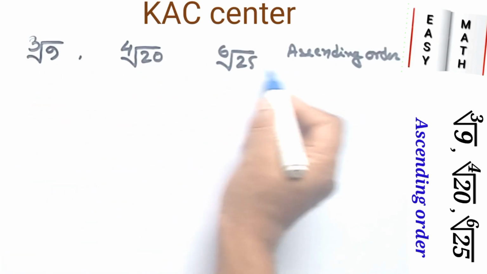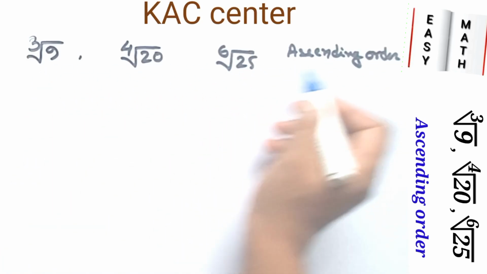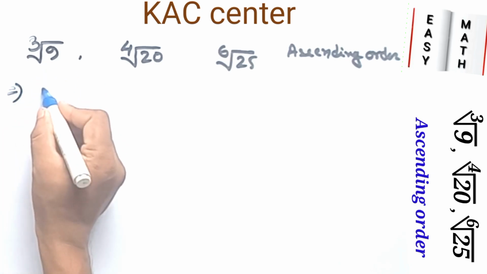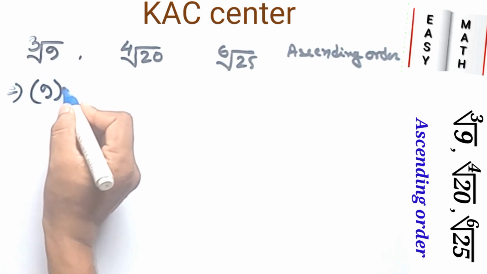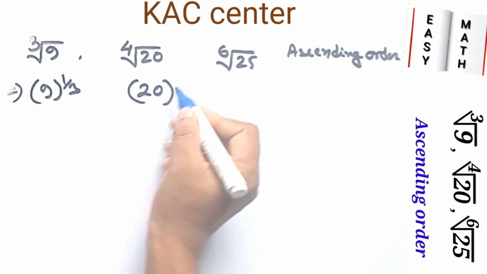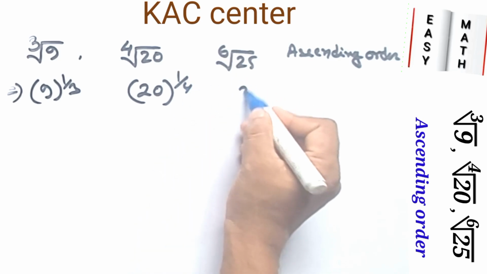This is arranged in ascending order. How? First we can write this, and this we can write, and this we can write.